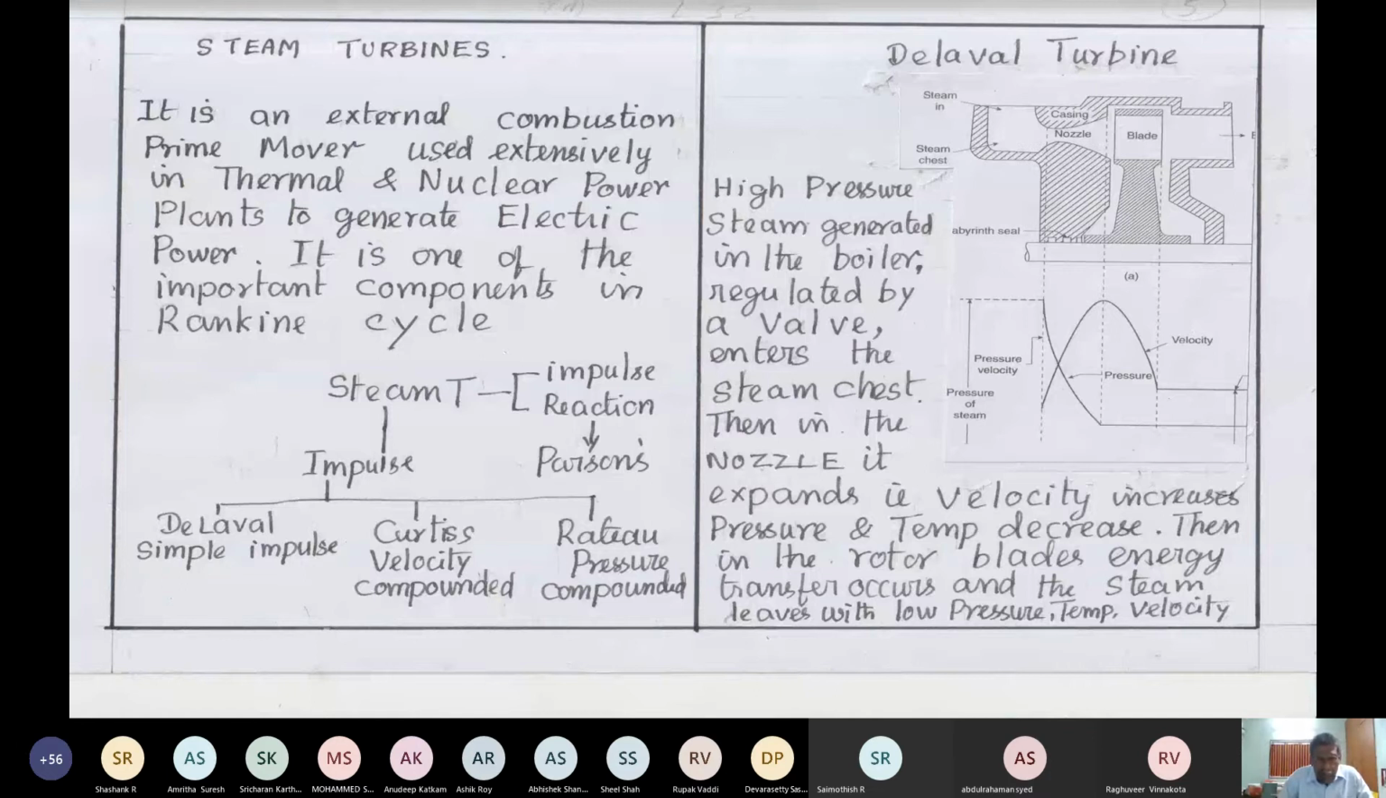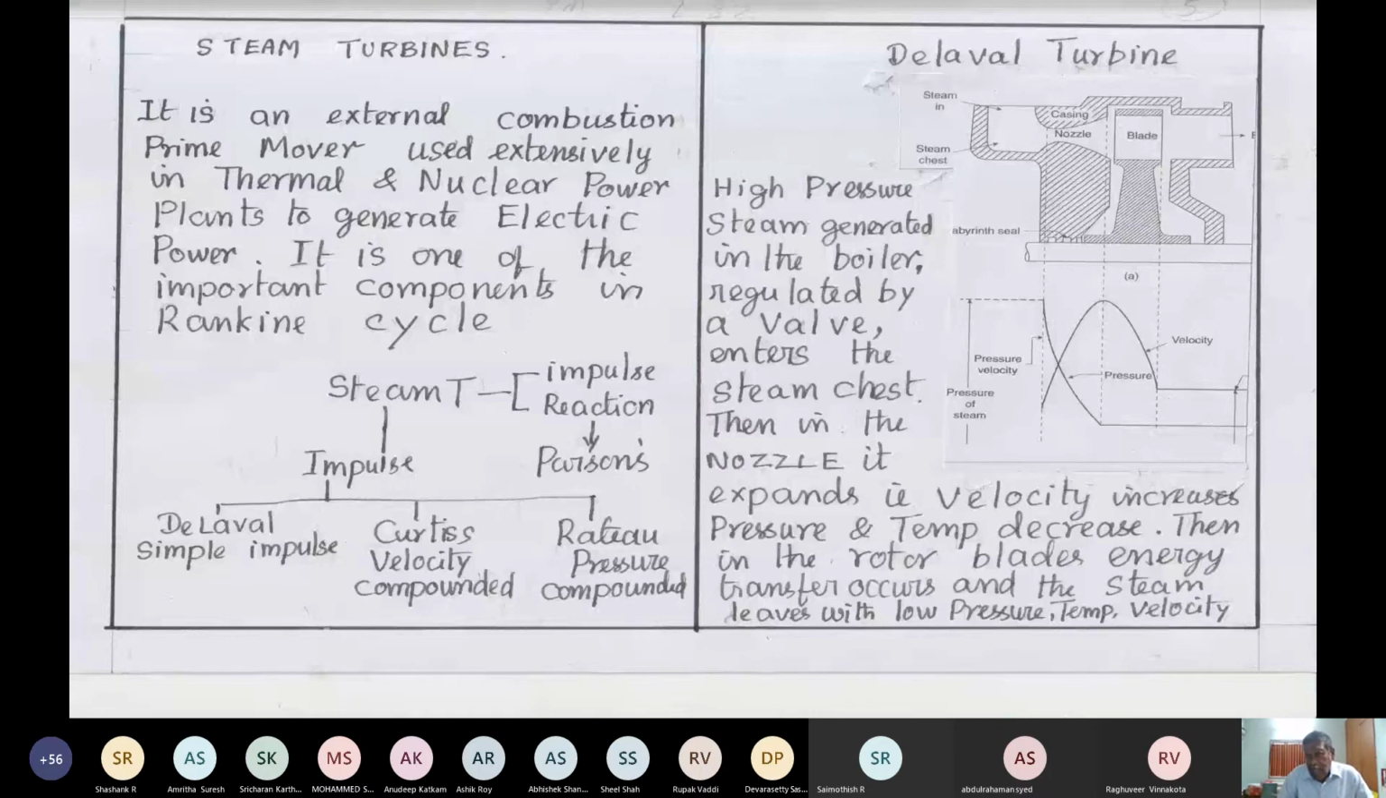Then under impulse turbine, we have three types: the de Laval or simple impulse turbine. The second one is the Curtis or velocity compounded impulse turbine. Then you have the Rateau turbine, which is a pressure compounded impulse turbine. Then you have one more, called the pressure velocity compounded turbine. Now we'll see first the de Laval turbine.